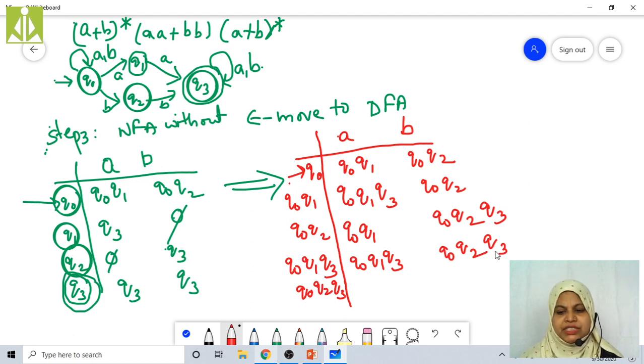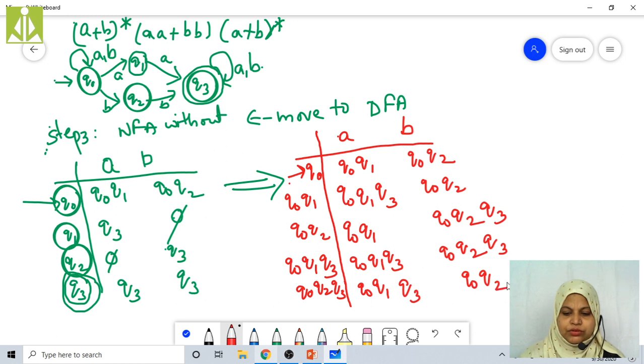Next is Q0, Q2, Q3, which we have already found. Now we have to find the transitions for Q0, Q2, Q3. Q0 on A is Q0, Q1, and Q2 and Q3 on A are empty. Q0 on B is Q0, Q2, Q2 on B is Q3, and Q3 on B is empty. So Q0, Q1, Q3 and Q0, Q2, Q3 already have their transitions, and we have to stop the process.